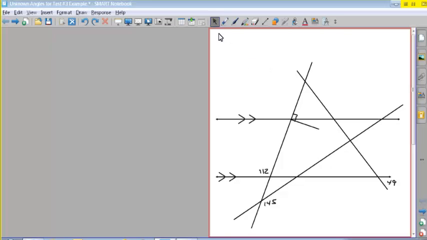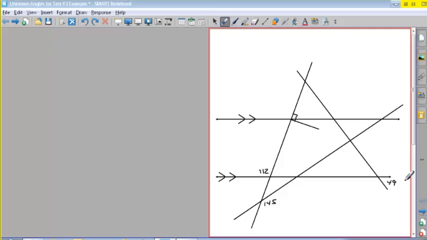Okay, so here's another example of doing the angle calculation. I'm actually given 4 angles here. I'm given this is 111, 112, this is 145, this is 90 between these two lines, and this is 49.